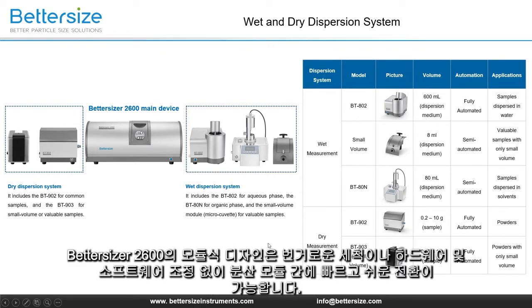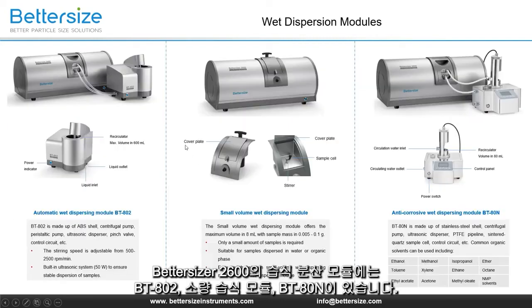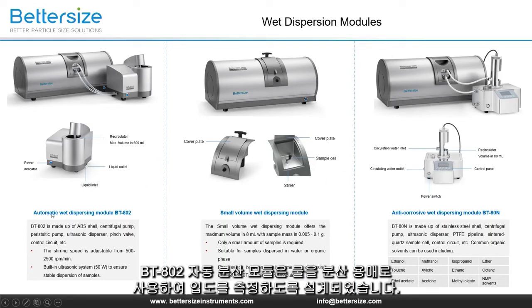The modular design of the Bettersizer 2600 guarantees a quick and easy switch between the dispersion modules without inconvenient cleaning or troublesome hardware and software adjustments. Wet dispersion modules of the Bettersizer 2600 contain BT802, the small volume wet module, and BT80N. The BT802 automatic dispersion module is designed for particle size measurements using water as the dispersion medium.